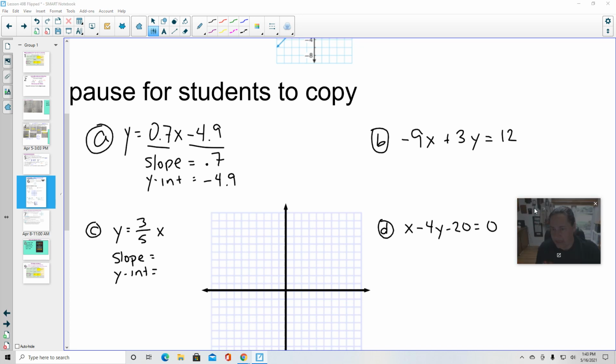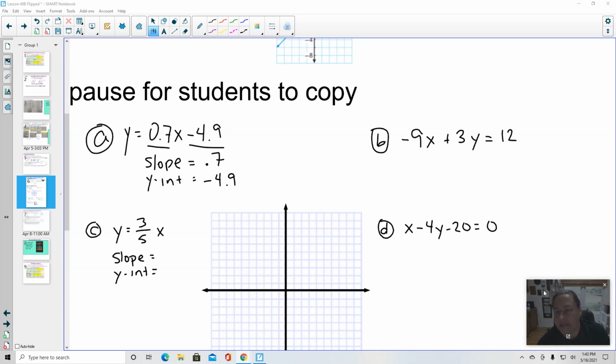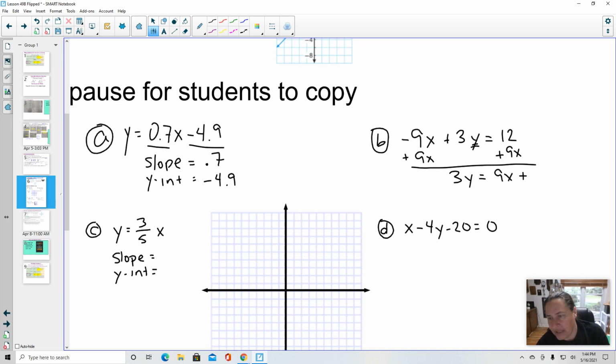Here for number b, or letter b, we need to solve for y. So I need to move everything else away. So I'm going to add 9x to both sides. When I rewrite this right-hand side, I am going to write it in slope-intercept form. So the x goes first, 9x, and then plus the constant, which is 12. Now I need to divide every term by 3, not just one, but every one of them.